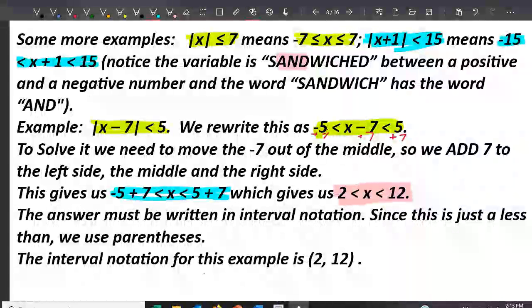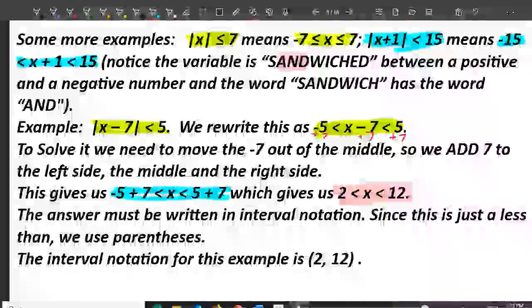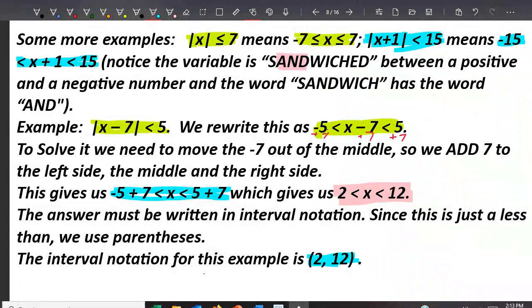Now, just like before, I've got to write this in interval notation. So here's the interval notation. I put the 2 on the left because it's on the left. I put the 12 on the right because it's on the right. Since it's just a less than, it's going to be parentheses.